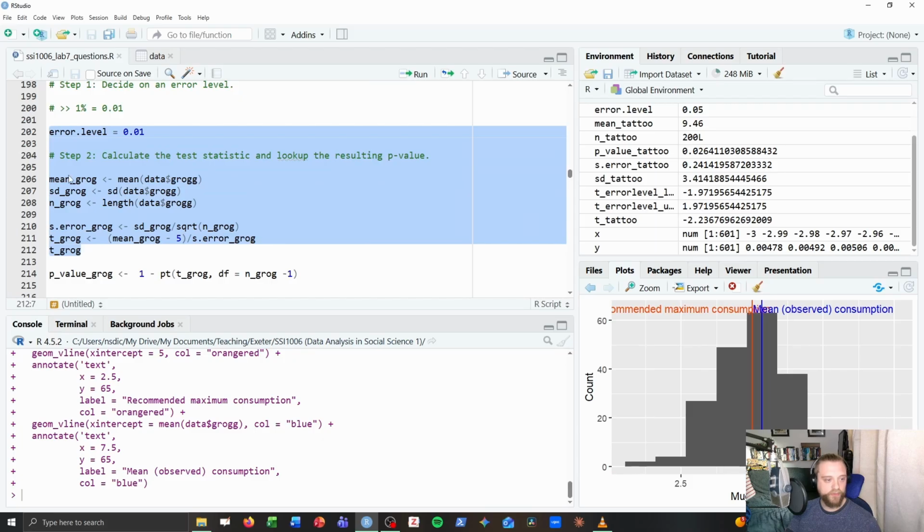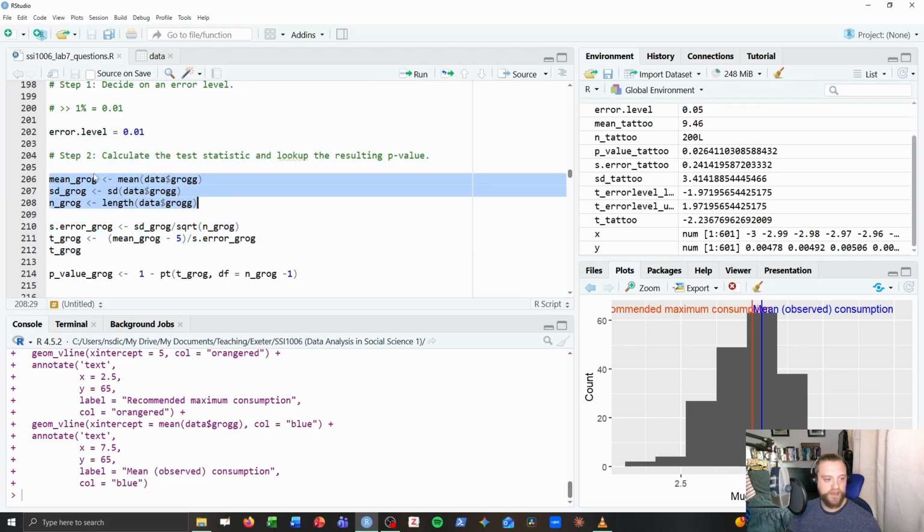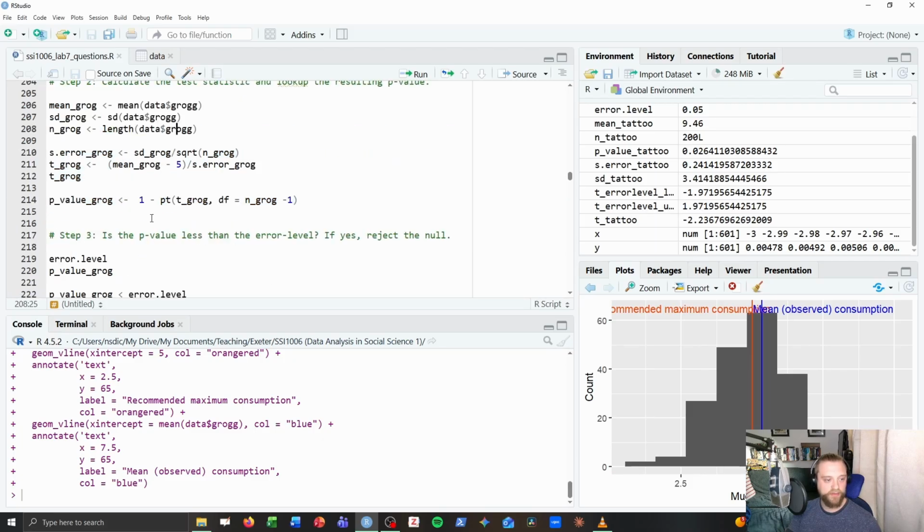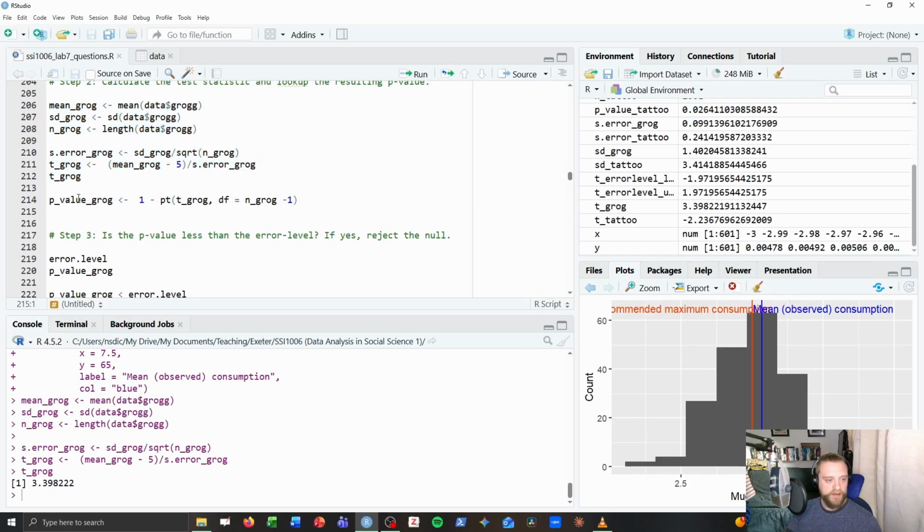Now the calculations are almost exactly the same. So we take the mean, the standard deviation, and the length for grog. We calculate a standard error and a t-statistic in exactly the same way. The only difference is how we look at this.